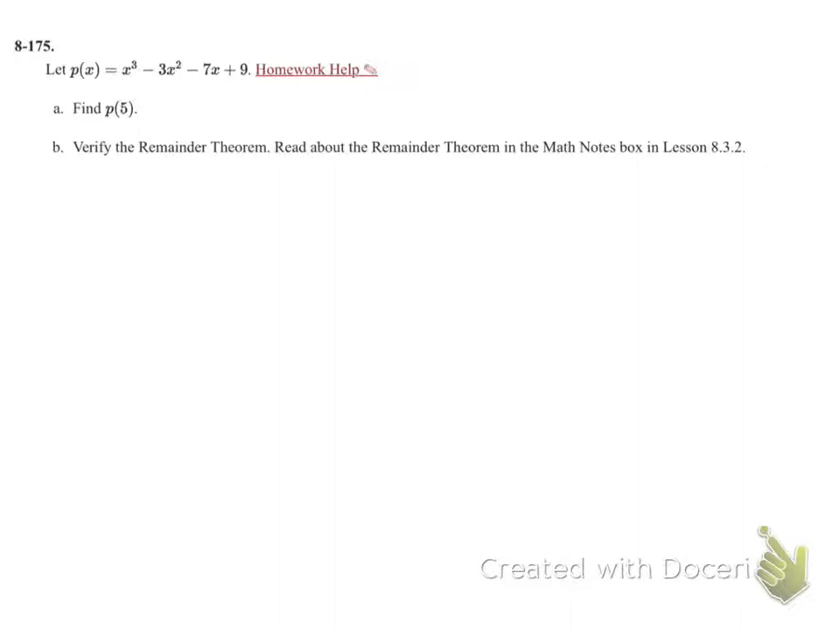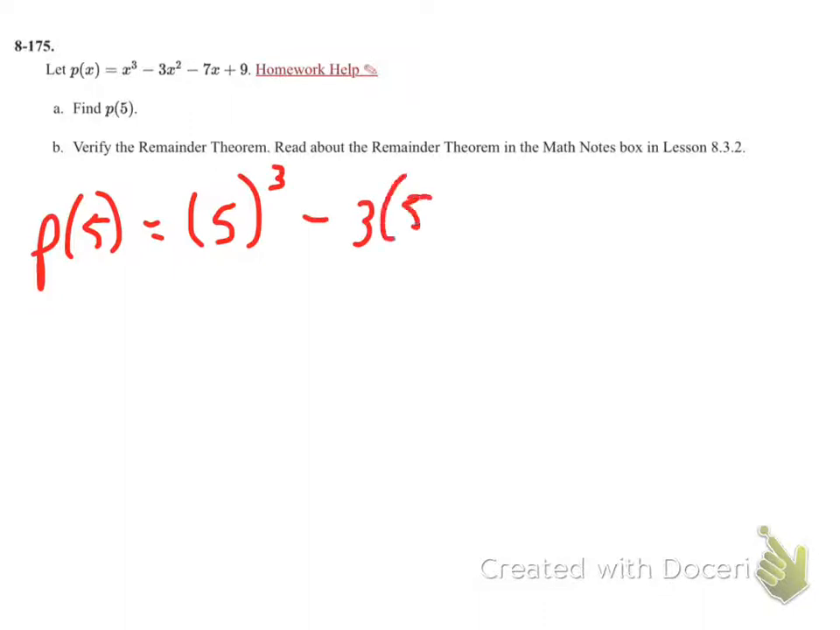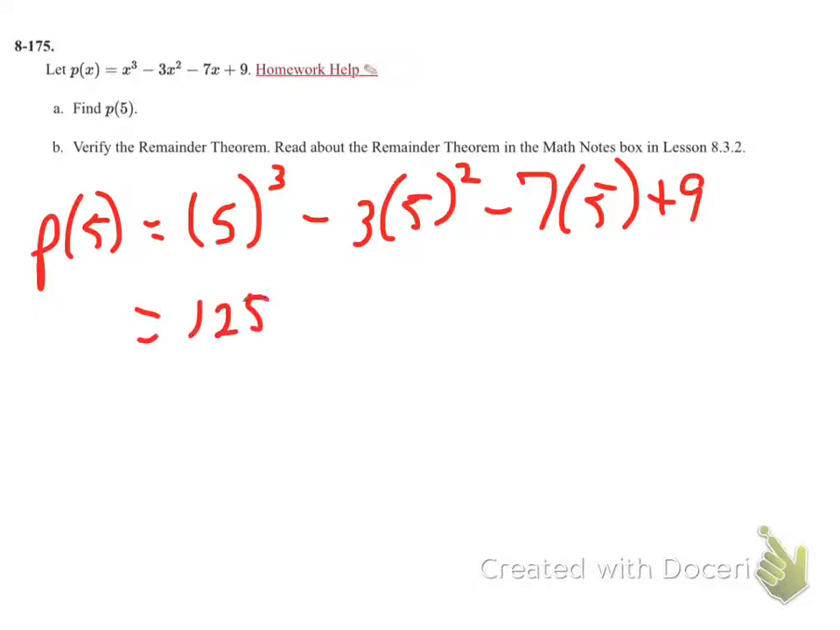So P of 5 is going to equal 5 cubed minus 3 times 5 squared minus 7 times 5 plus 9. That's 125 minus 75 minus 35 plus 9, so P of 5 is going to equal 24.